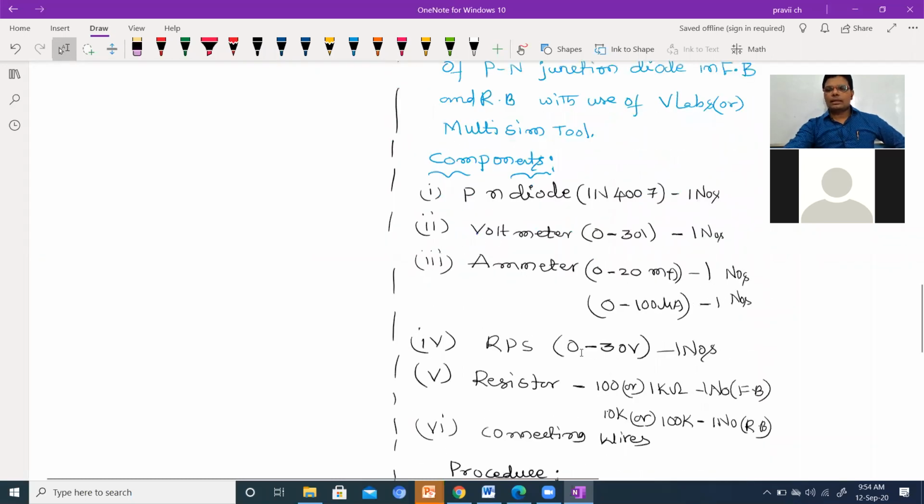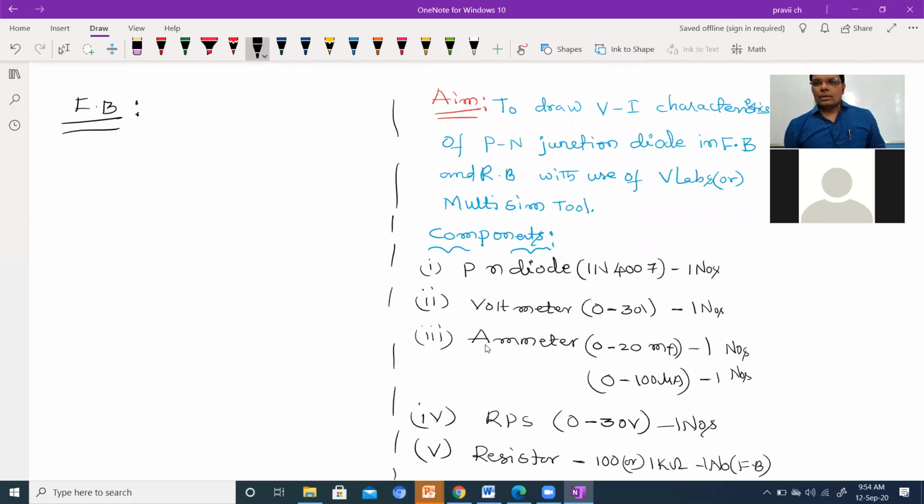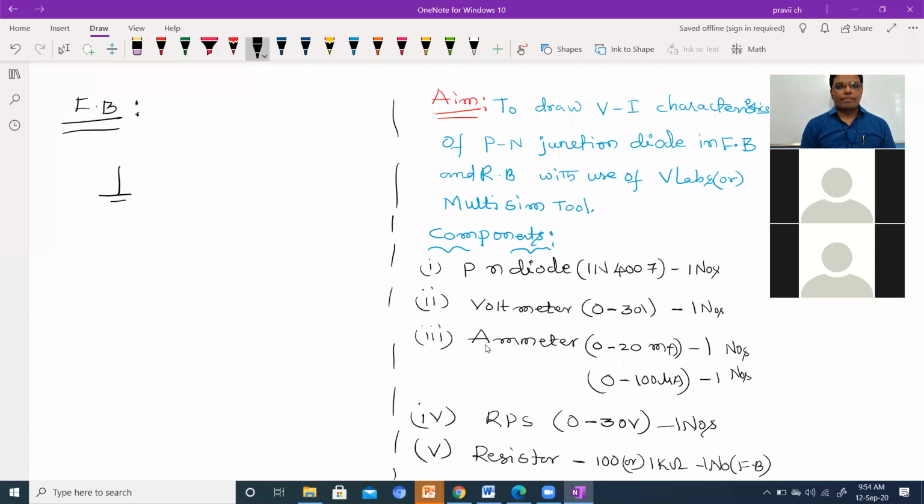Before conducting the experiment, let us draw the circuit. On the left side, draw the circuit. First one is forward bias. For forward bias, we have to connect the positive terminal of the battery to P-type or N-type? P-type, very good. This is the biasing voltage or RPS, which is variable. It is connected to the diode through a resistor. This resistor range you can take from 100 ohms to 1 kilo ohm, because we are using software, so we have the feasibility to take any resistance value from 100 ohms to 1 kilo ohm.